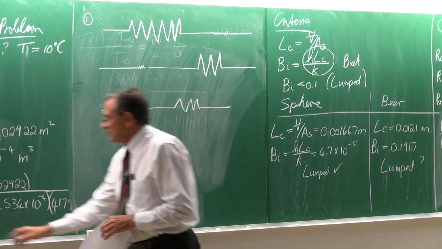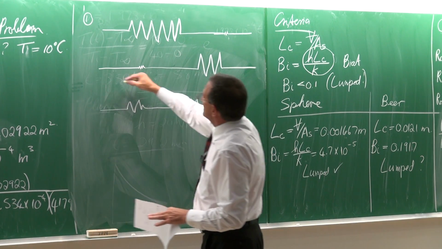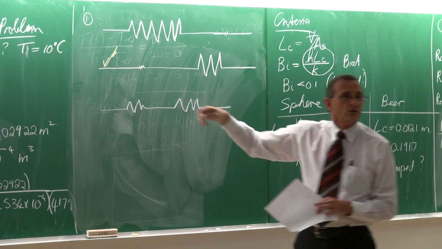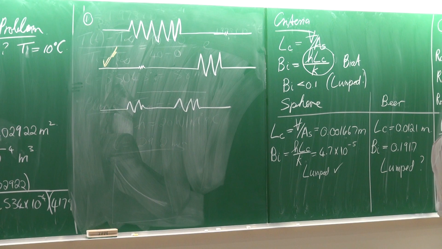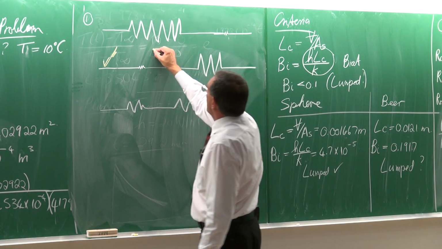Now if you think about this carefully and you look at different problems, then the lumped system approach is valid for this one. So all bodies that have a very small thermal resistance can be described very well by this approach. So this is the lumped one.